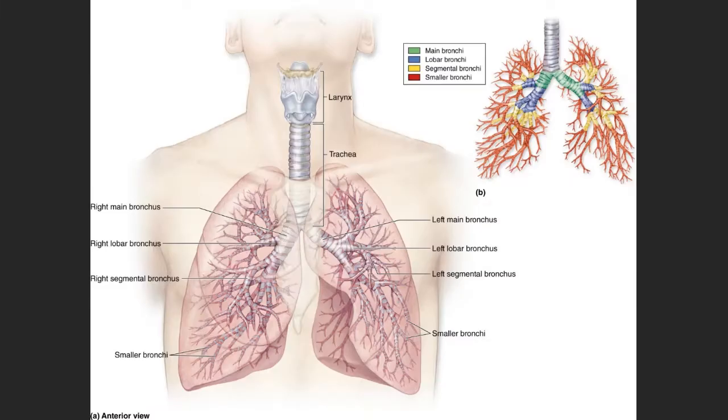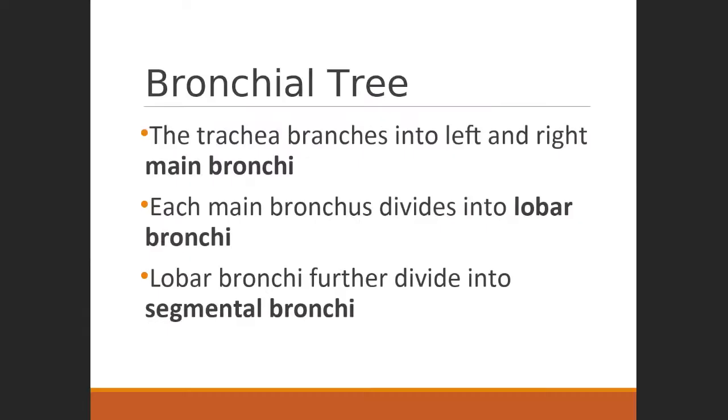You will see some resources say that the main bronchi divide into secondary bronchi, which then divide into tertiary bronchi. We're going to try and get away from those terms should you come across them. Main bronchi will divide into lobar bronchi.